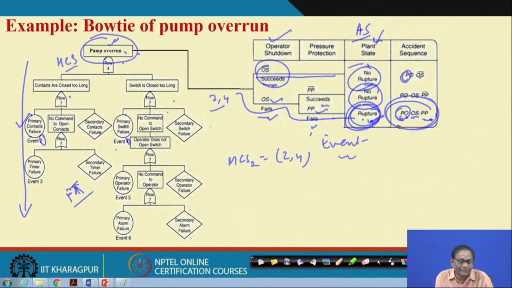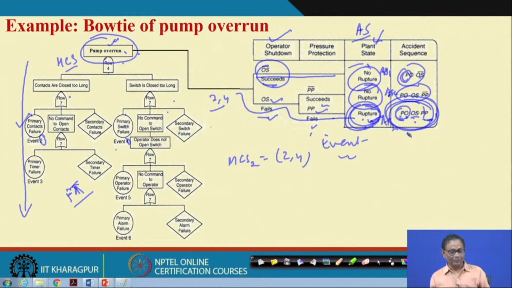And if we know the probability of PO, the probability of OS and the probability of PP, I can know the probability of this accident sequence. Okay. So this is accident sequence 1, AS2 and AS3, but fortunately these two sequences are the same, no rupture condition. So the no rupture condition probability will be the probability of this plus the probability of this, whereas the rupture condition probability will be this. Okay.